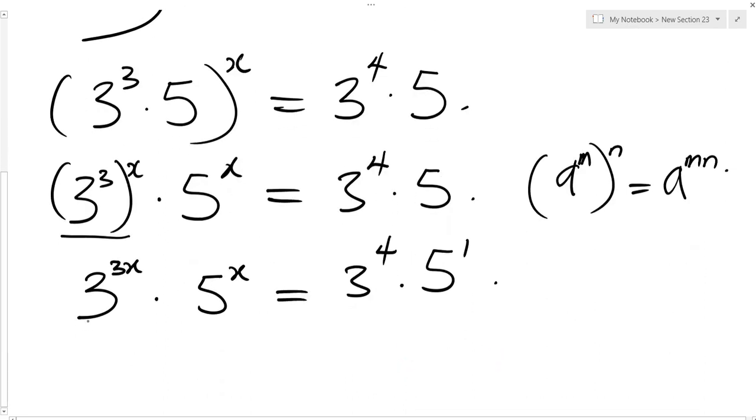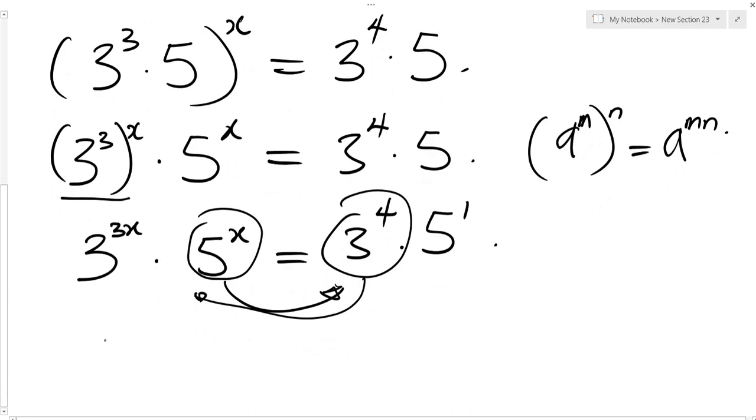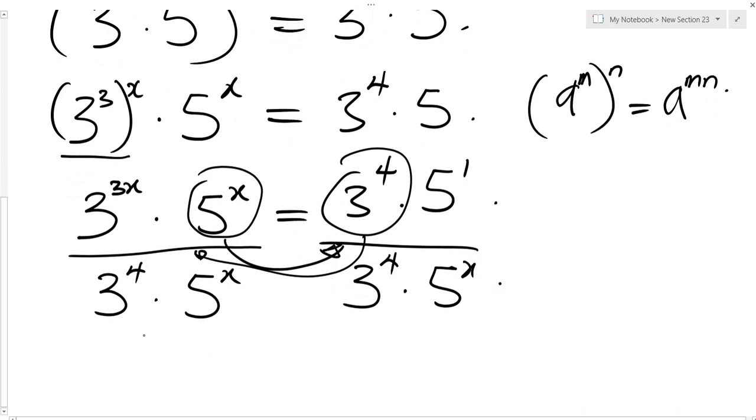Now, taking this one to this other side and moving this one to this other side. The way to do this is to divide both sides of the equation by the term you want to remove from each of the sides. From the right hand side, we want to remove 3 to the power of 4, and from the left hand side, we want to remove 5 to the power of x. So we use 3 to the power of 4 times 5 to the power of x to divide both sides.